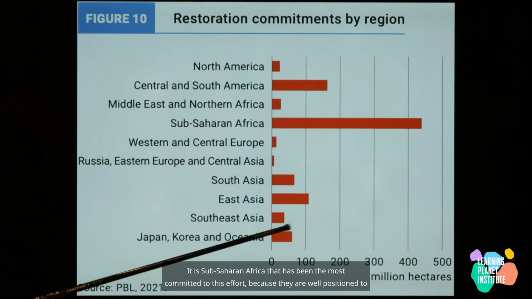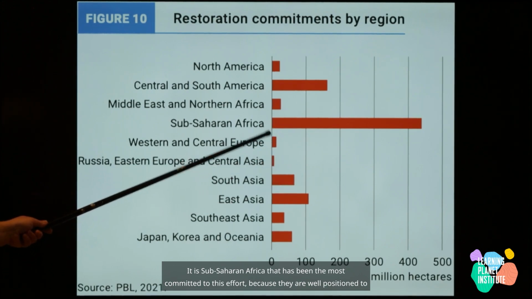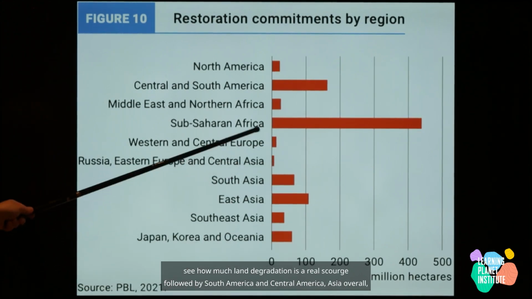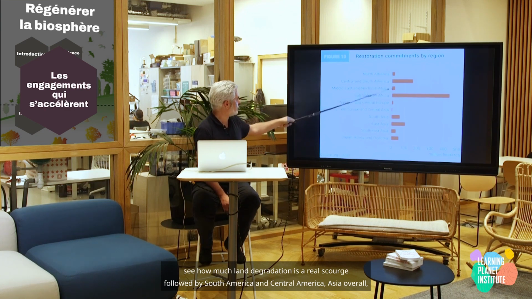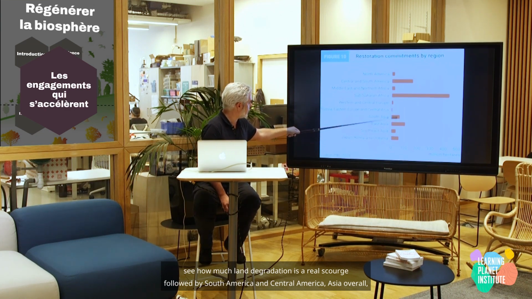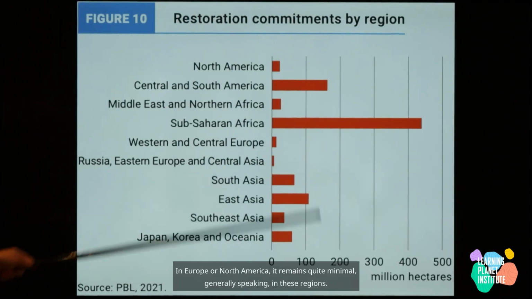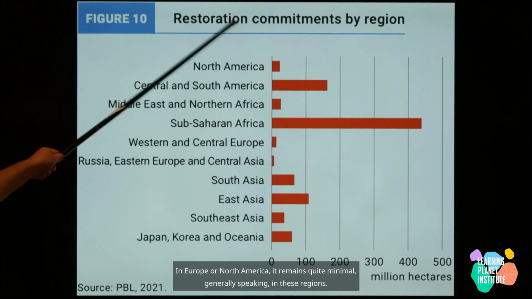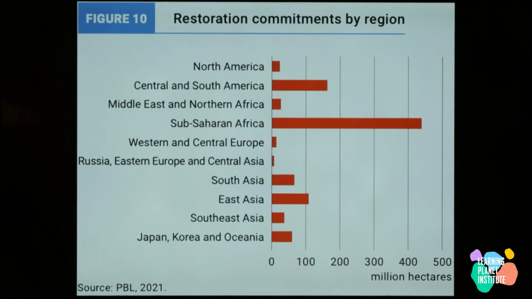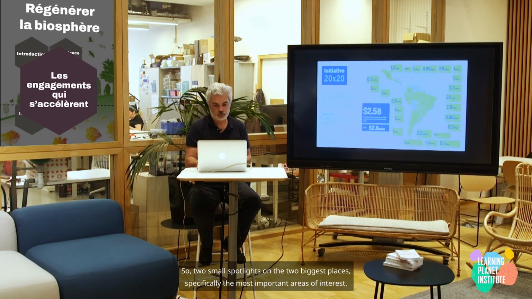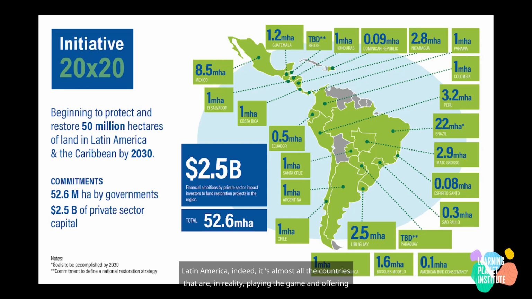It is Sub-Saharan Africa that has been the most committed to this effort, because they are well positioned to see how much land degradation is a real scourge, followed by South America and Central America, Asia overall from south to southeast, and then Japan, Korea, Oceania. In Europe or North America, it remains quite minimal, generally speaking, in these regions. So 2 small spotlights on the 2 biggest places, specifically the most important areas of interest. Latin America, indeed, it's almost all the countries that are in reality playing the game and offering millions of hectares.